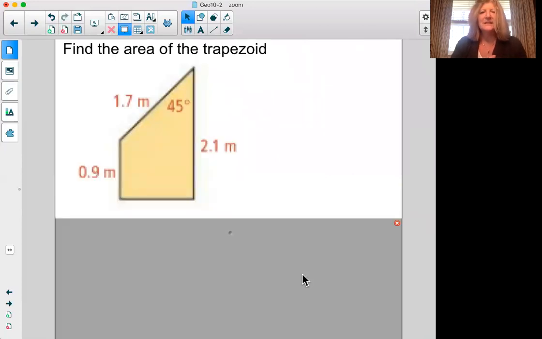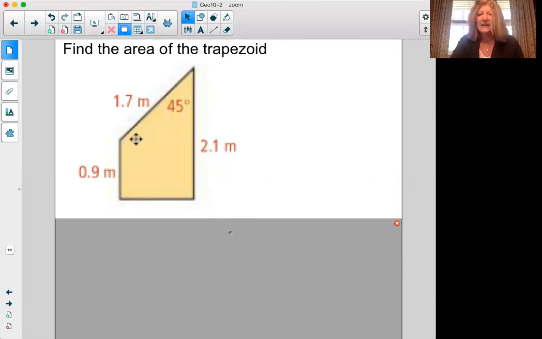So now let's snazz it up a little bit. Pause and see if you can figure out the area of this trapezoid. The trick to this is, these are my legs, so I don't need their lengths for the formula. These are my bases. I am going to need them. The sum of the bases will be 0.9 plus 2.1, totals of 3.